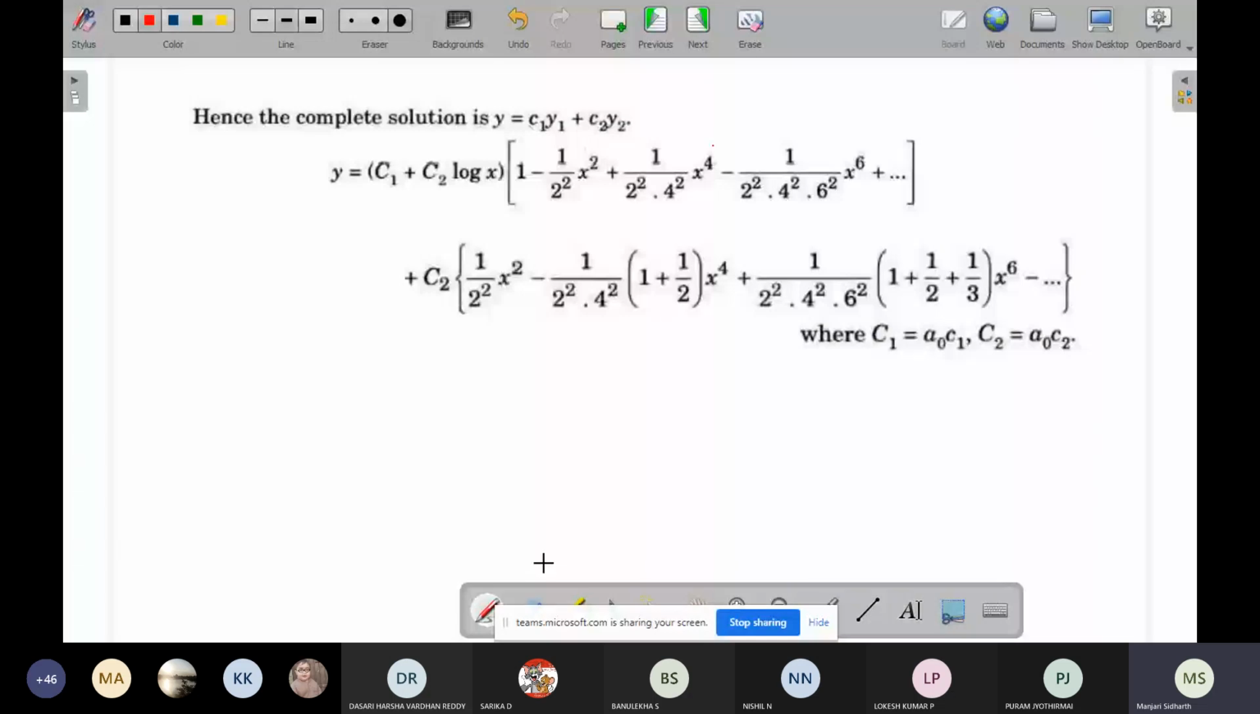One thing I want to tell you: if the method is mentioned in the exam, like solve this differential equation using that method, then you have to use that method.